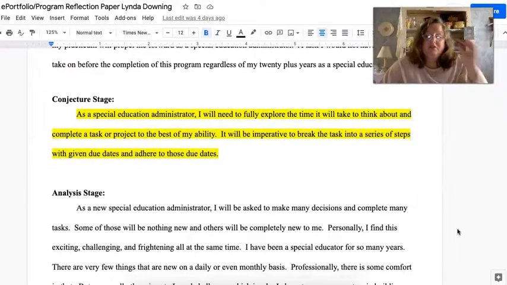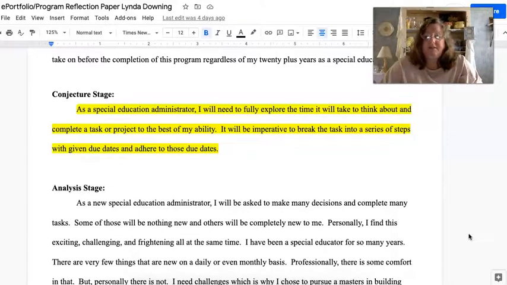Okay, so my conjecture statement. As a special education administrator, I will need to fully explore the time it will take to think about and complete a task or project to the best of my ability. It will be imperative to break down the task in a series of steps with the given due dates and adhere to those due dates.